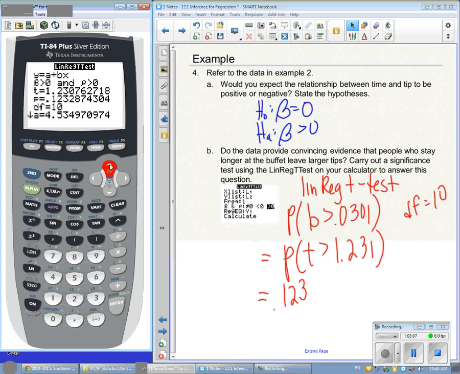Okay, and so is the result significant? No. Can we reject the null hypothesis? No. So can we conclude then that tips increase with the length of stay? No, we can't make that conclusion. Okay.